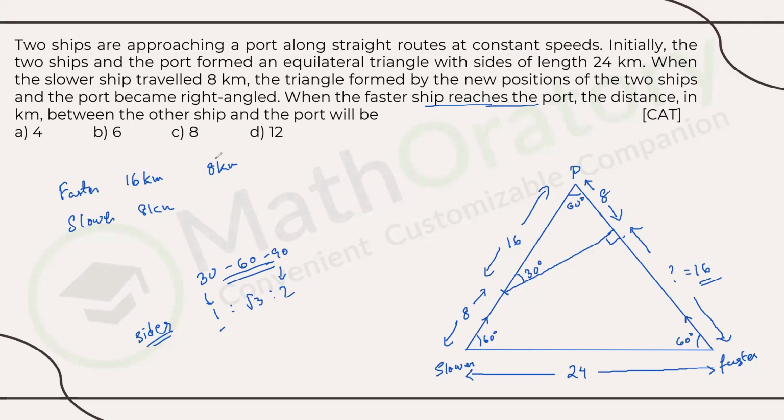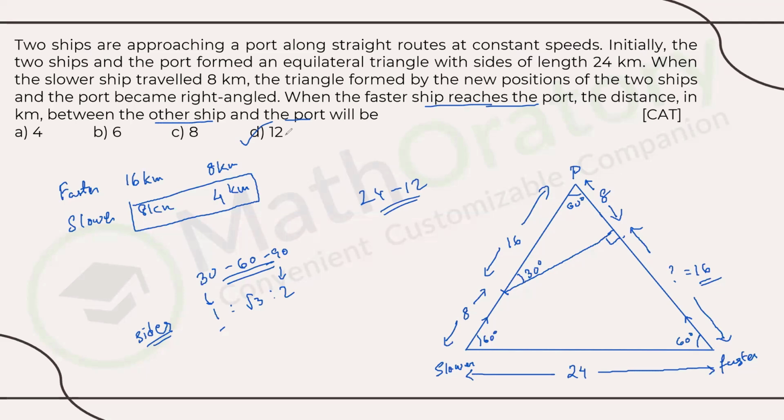So when the faster ship travels the remaining 8 kilometers, see, this is half, so the slower ship should travel half of 8, that is 4 kilometers. So what will the slower ship travel in total? That will be 12 kilometers from this point. And this entirety was 24 kilometers. We are looking for the distance between the other ship and the port, so the remaining distance will be 24 minus 12, which is again 12 kilometers. Nice.